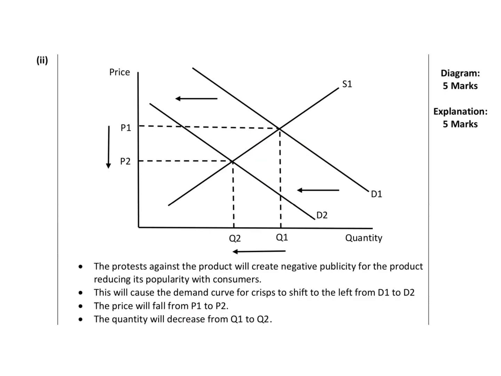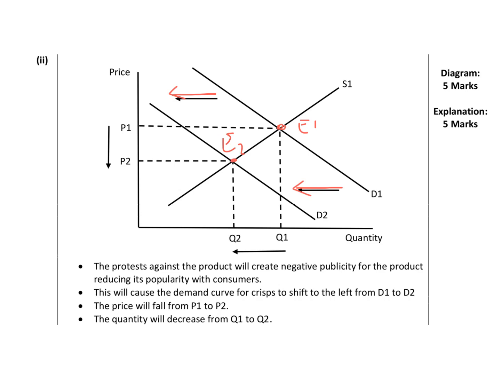So the second one then was the protest, and the protest against the product will create negative publicity for the product, reducing its popularity with consumers. So again, demand in this situation is shifting left, so demand is decreasing. So our equilibrium position here has dropped to here. So E1 has gone to E2.